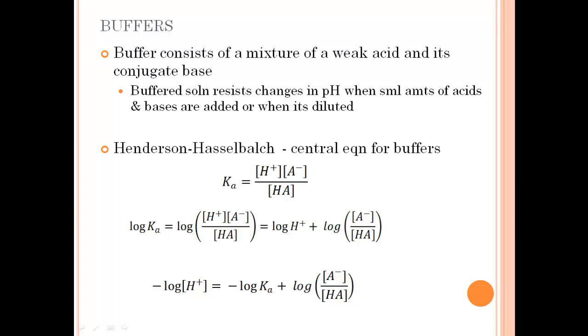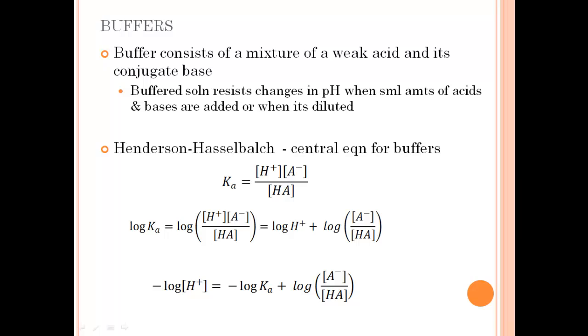So what are buffers? Buffers consist of a mixture of a weak acid and its conjugate base. A buffered solution will resist changes in pH when small amounts of acids and bases are added or when it's diluted. Biochemists are especially interested in buffers because many biological systems depend on pH. Buffers work because the added acid and/or base is being consumed by that buffer, which of course resists changes to pH. As more acid or base is added, that resistance to change lowers.